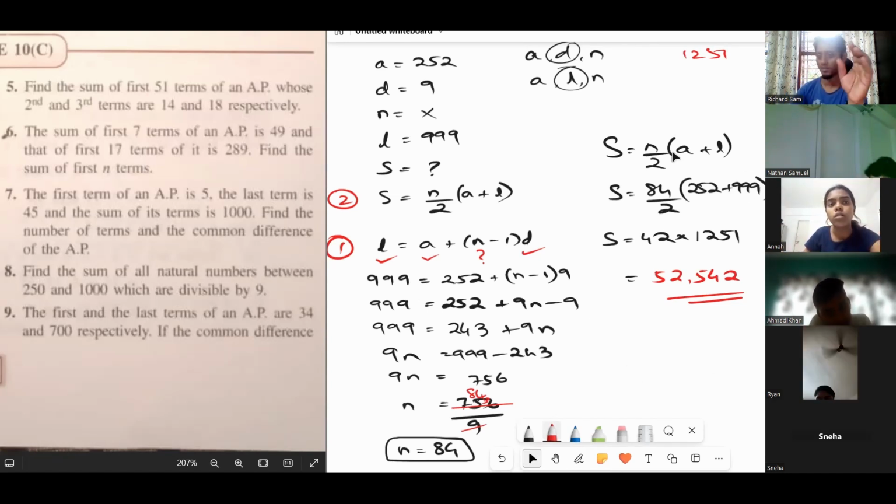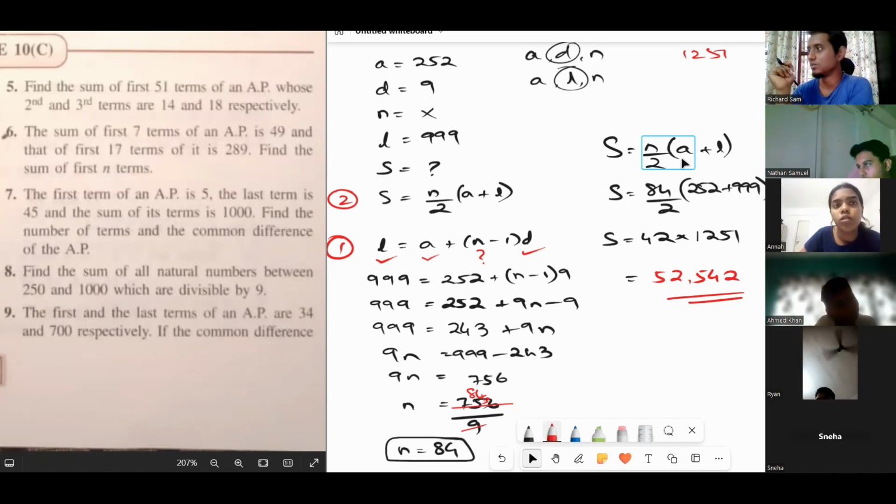See, this formula is actually more understandable. First term plus last term into number of terms divided by 2. If you have many terms in a series, you can just add the first and last, multiply with the number of terms and divide by 2 to get the sum of the series. Okay, so that's what we're using here.